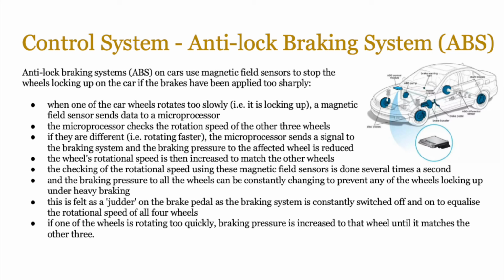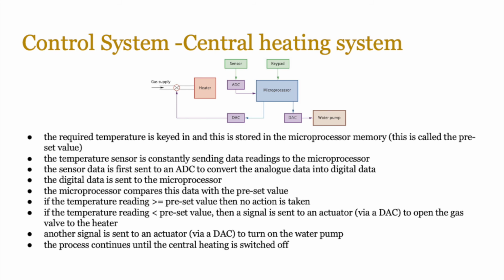Now you can pause the video and you can go through the entire process of the anti-lock braking system. That's not important. What's important is that you understand that sensors send data to a microprocessor, the microprocessor samples it, acts upon it by comparing it against pre-stored values, and then either influences an actuator or it doesn't. And this process continues. That is what you need to be talking about in the exam. And that same thing can apply to a central heating system. I won't go through this particular one. You can pause the video and study that, but it's going to be exactly the same.